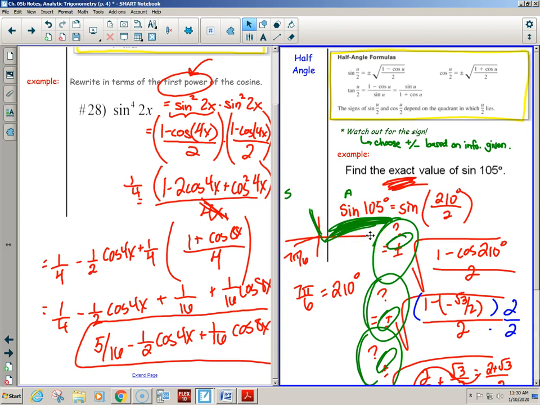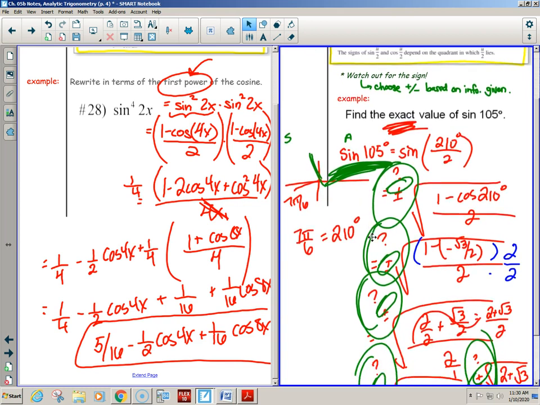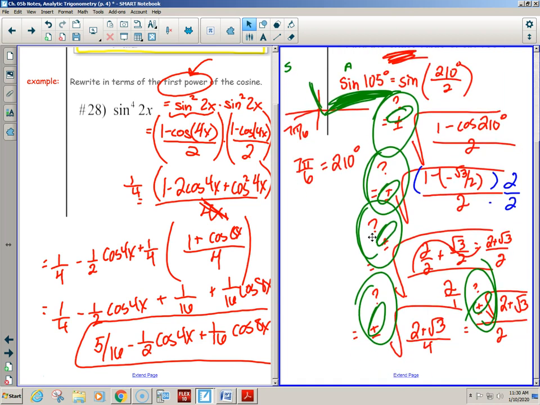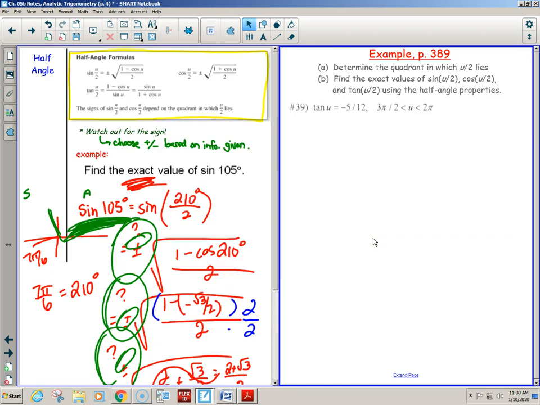The formula gives you a general one. You have to apply it to the specific one you have. Does that kind of make sense? All students, the sign has to be positive. We could do this one.